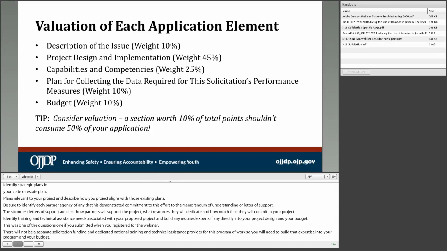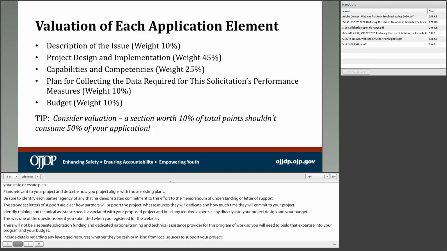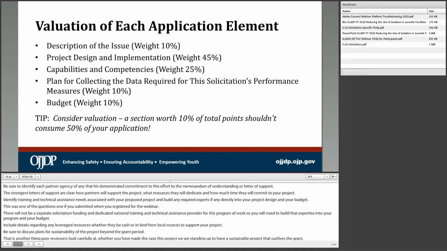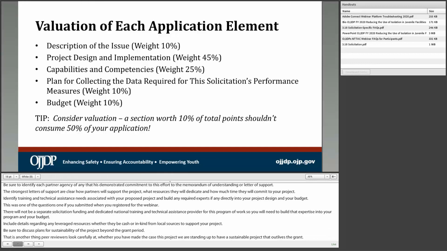Include details regarding any leveraged resources, whether they be cash or in kind, from local sources to support your project, and be sure to discuss plans for sustainability of the project beyond the grant period. That's another thing that peer reviewers look carefully at, is whether you have made the case that this is a sustainable project that outlives the grant.